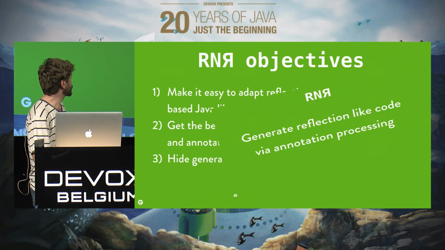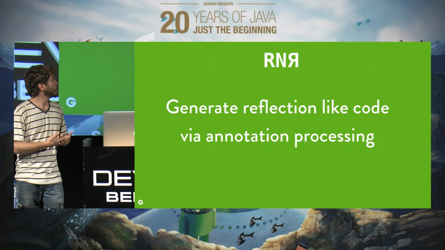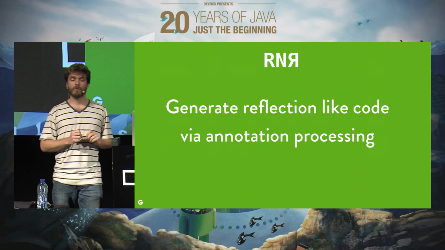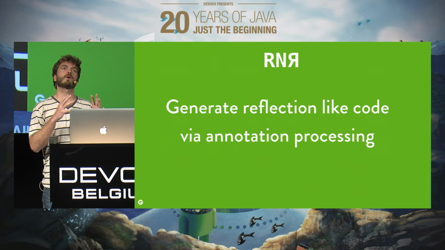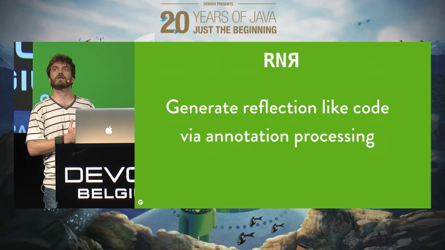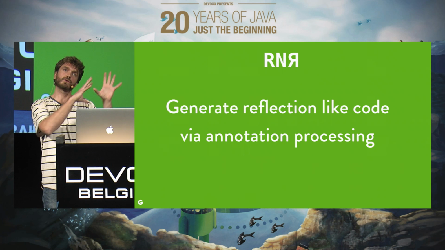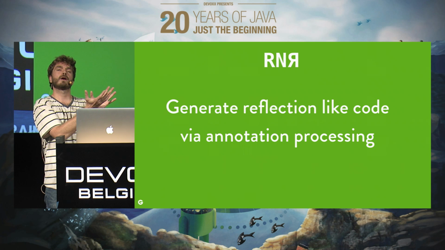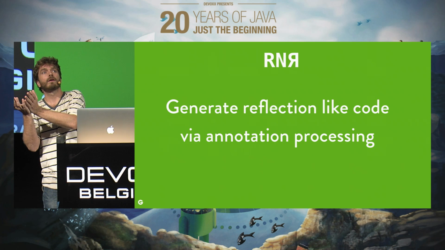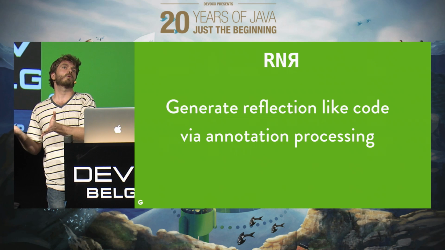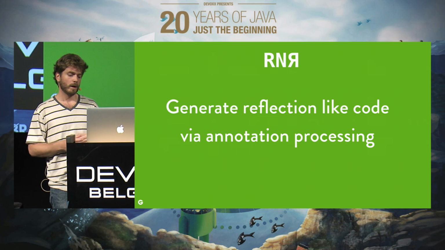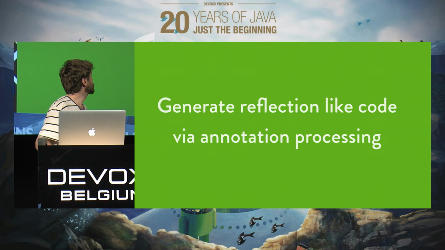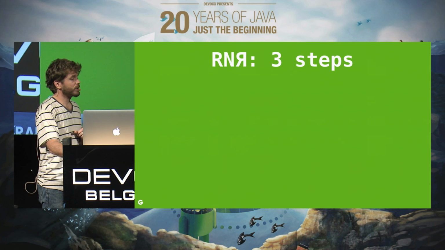So what we've been doing or thinking of is that we could generate reflection-like code via annotation processing. That is really the central idea inside reflection or reflection. So we want to use annotation processing to generate something that will be 100% compatible with reflection, but would actually not be based on reflection. Let's see how we can do that. So it will involve 3 steps.